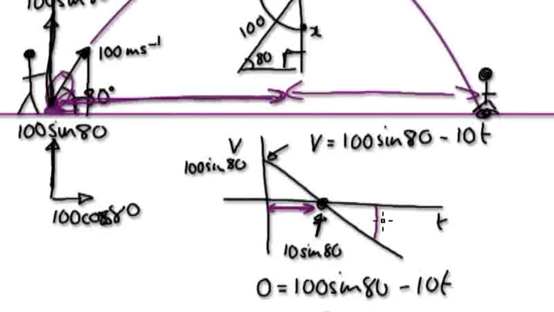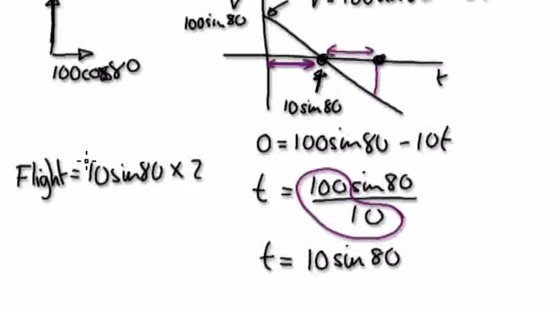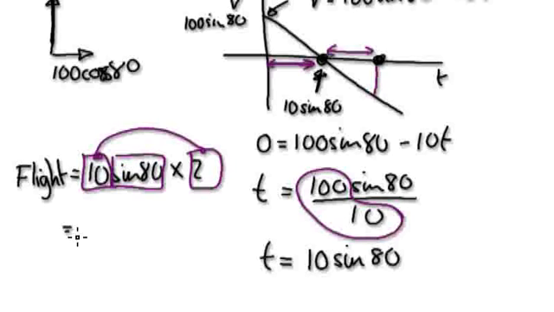So this point here would be this point here. So times it by 2, and that will give you the total flight time. So get this times 2. So total flight equals 10 sine 80 times 2. Remember, at the moment it is this times a number and then times 2. So let's merge these two together. So that equals 20 sine 80. So this is the total flight time.